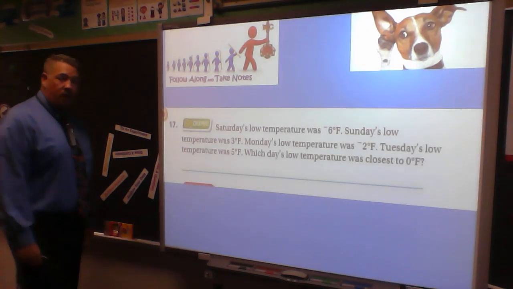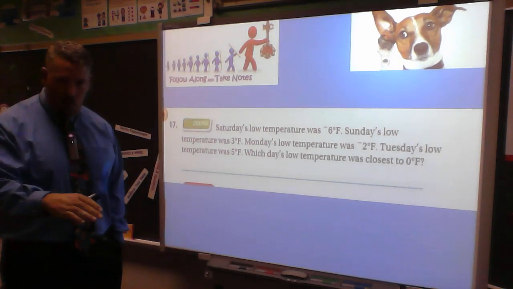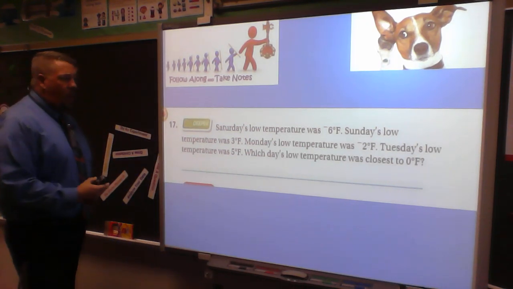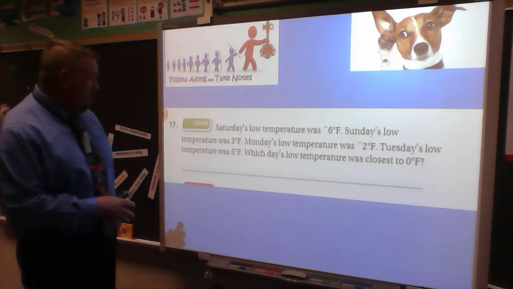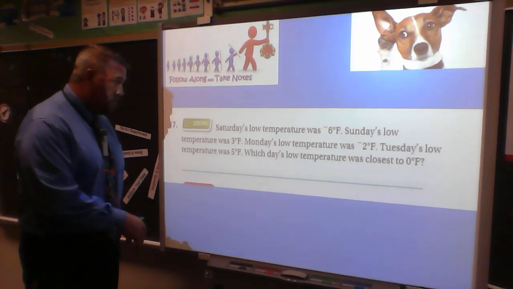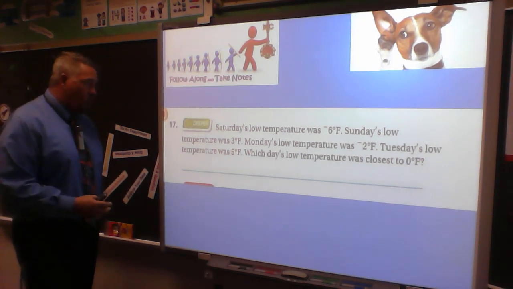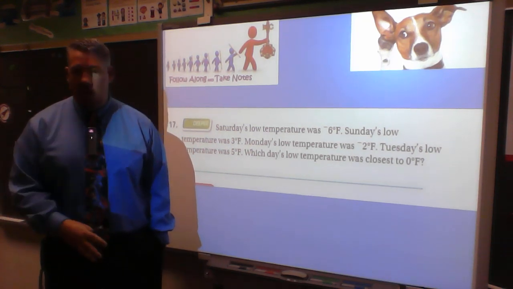Looking at one more before you're allowed to do your homework then. Number 17, dropping all the way close to the bottom. Saturday's low temperature was -6 degrees Fahrenheit. Sunday's low temperature was 3 degrees. Monday's low temperature was -2. Tuesday's low temperature was 5 degrees. Which day's low temperature was closest to 0?